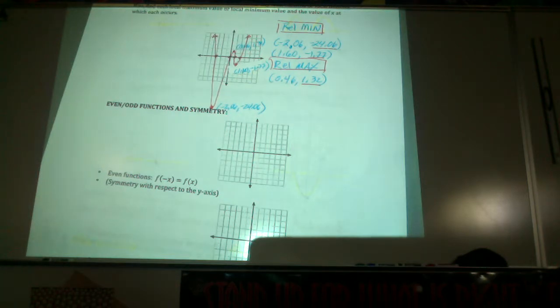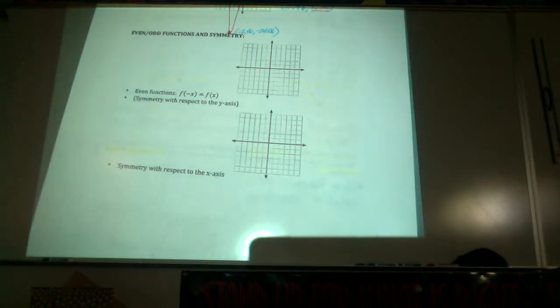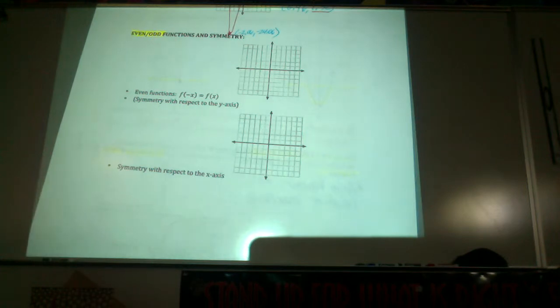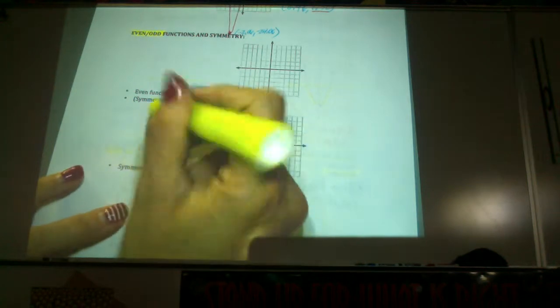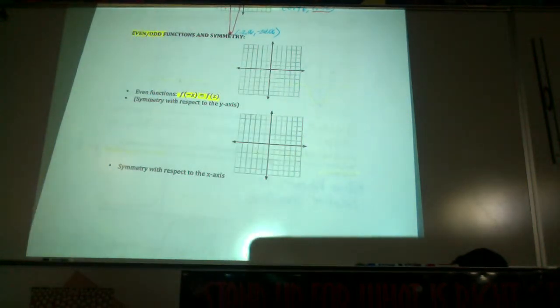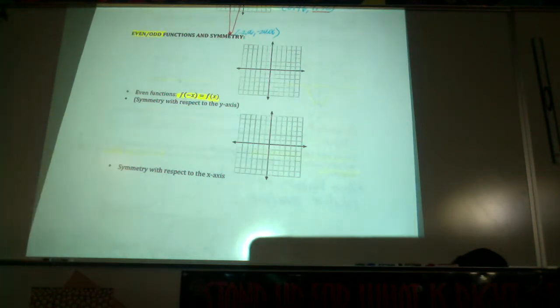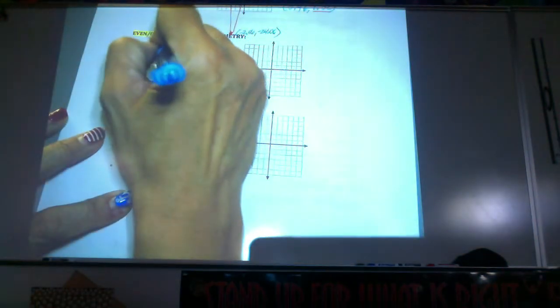All right, so let's talk about even and odd functions. So I put in here that to determine if a function is even, I'm telling you to put negative x into the function for every x value. So if I put negative x into the function for every x value, it should have no effect on the function whatsoever. For instance, let's take f of x is equal to x squared.